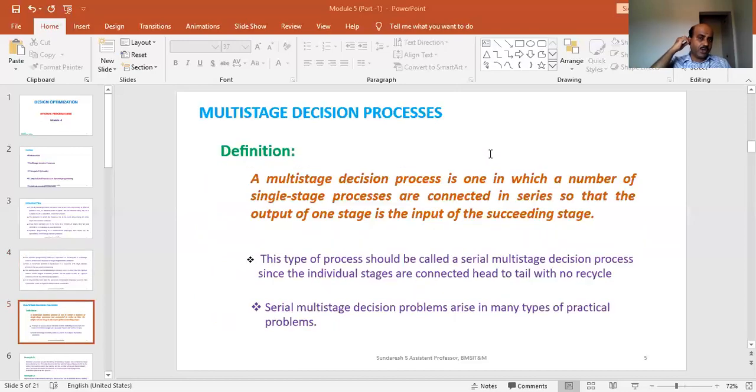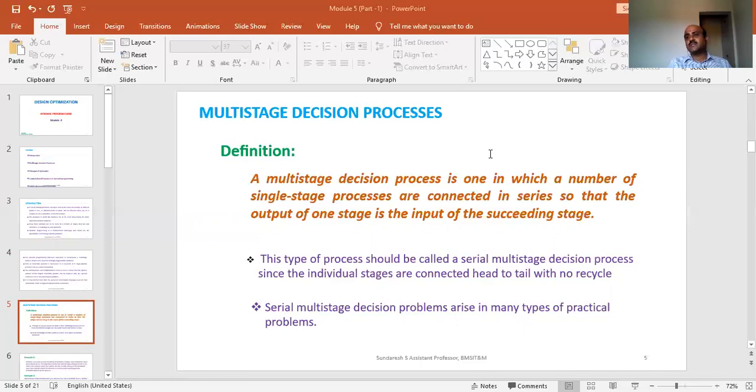So we are talking about multi-stage decision processes, or multi-stage problems. Now let us define what a multi-stage decision process is. A multi-stage decision process is one in which a number of single-stage processes are connected in series so that the output of one stage is the input of the succeeding stage.